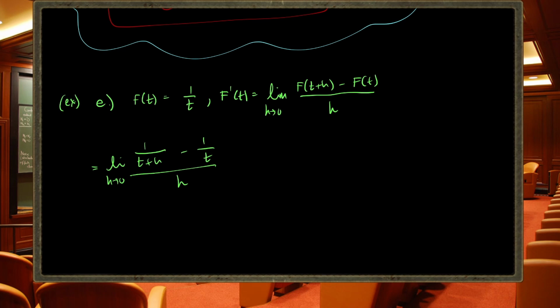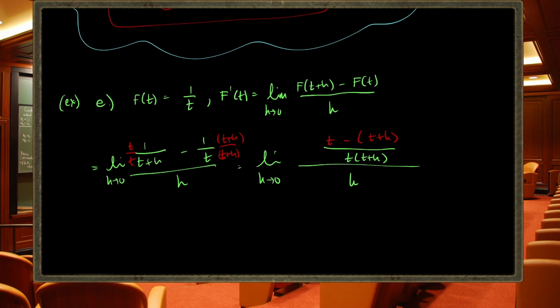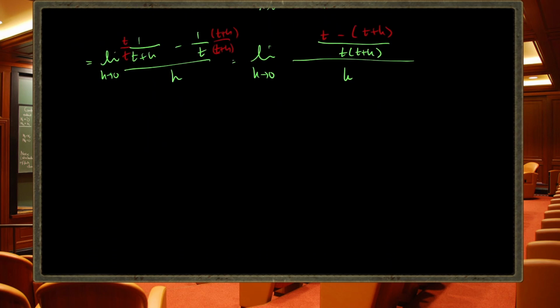All right, some of you, I can feel the sweaty palms out there with fractions and fractions. Don't worry about it. Just follow what we know about rational functions. Get a common denominator in the top. It's one way to go. So multiply this guy by t over t. Multiply this guy by t plus h over t plus h. And so we'll get t minus, use brackets here, t plus h all over t times t plus h all over h.